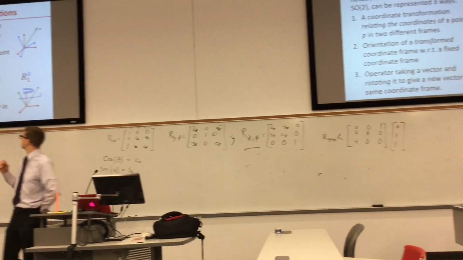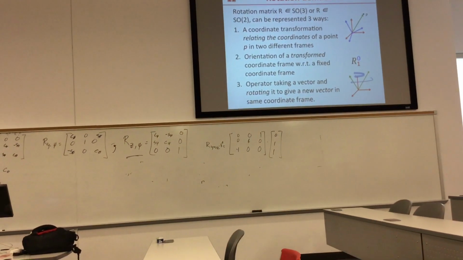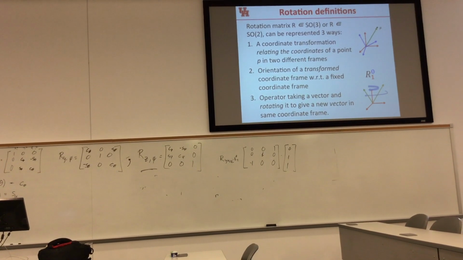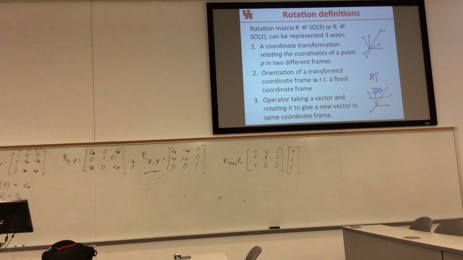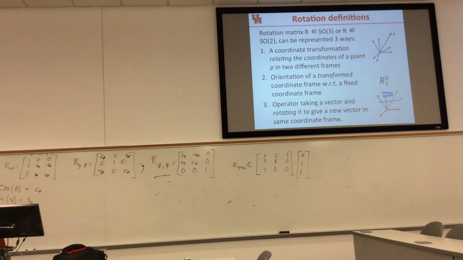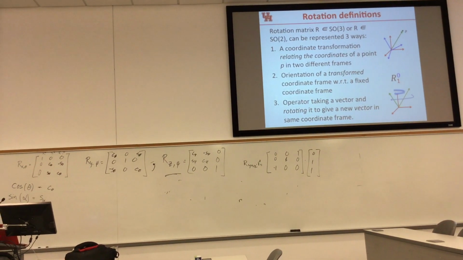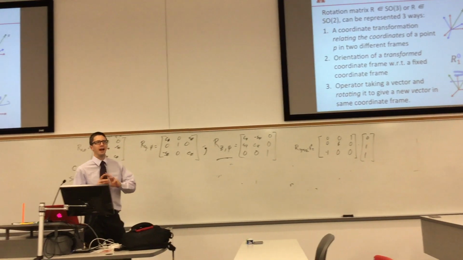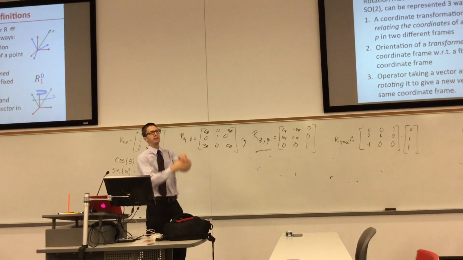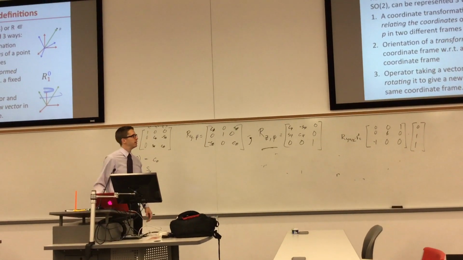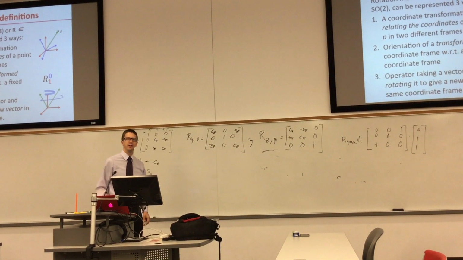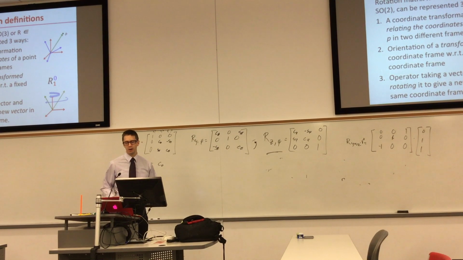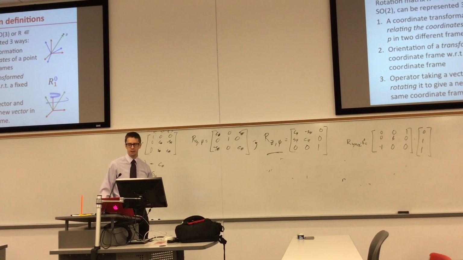These basic definitions, right? A coordinate frame represents how we relate the coordinates of a point P. I've got two different frames, and I want to be able to talk about that point in both frames. We can also talk about a transformed coordinate frame, or we can think of this rotation matrix as an operator that takes everything and rotates it into a new frame. These are all equivalent definitions, and we will use all three of these in our class this semester.